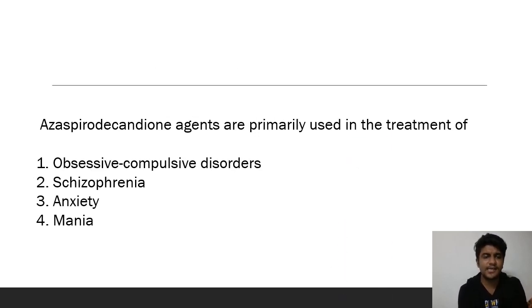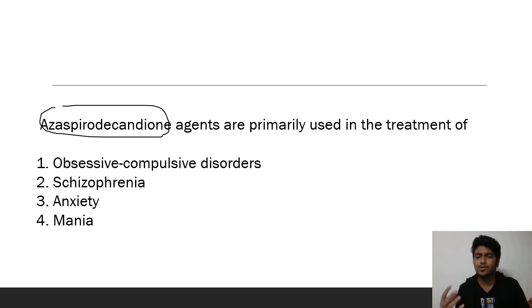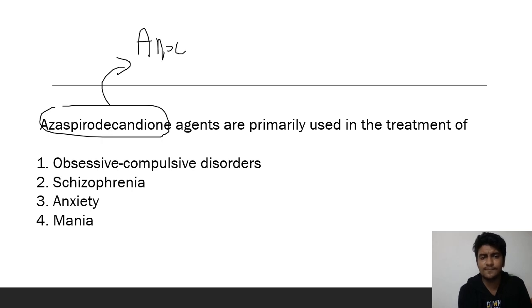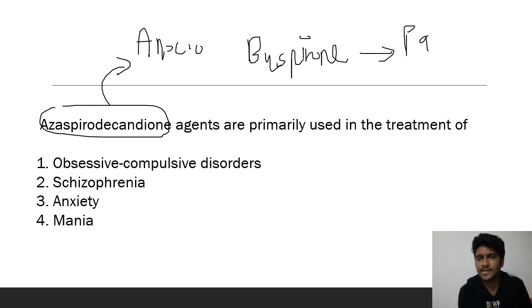Next up we have azaspirodecane. These are agents that are primarily used in the treatment of. So in the classification of anxiolytics, you would have seen a drug buspirone, which is a partial agonist at the serotonin receptor. So it belongs to this category, azaspirodecane. So it is an anxiolytic drug.